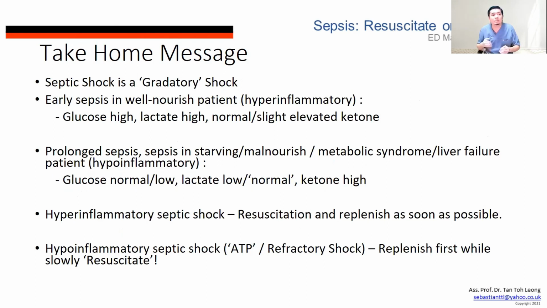Also remember, early sepsis in a well-nourished patient is usually more hyperinflammation. This is indicated by high glucose, high lactate, and normal or slightly elevated ketone. Prolonged sepsis, or sepsis in a starved, malnourished or metabolic syndrome patient, the hypoinflammatory patient, usually has low or normal glucose, low or normal lactate, and high ketone. So for hyperinflammatory septic shock, resuscitate and replenish together as soon as possible. But for the patient with hypoinflammatory septic shock, which we call ATP shock or respiratory shock, replenishment first, and later on slowly resuscitate.